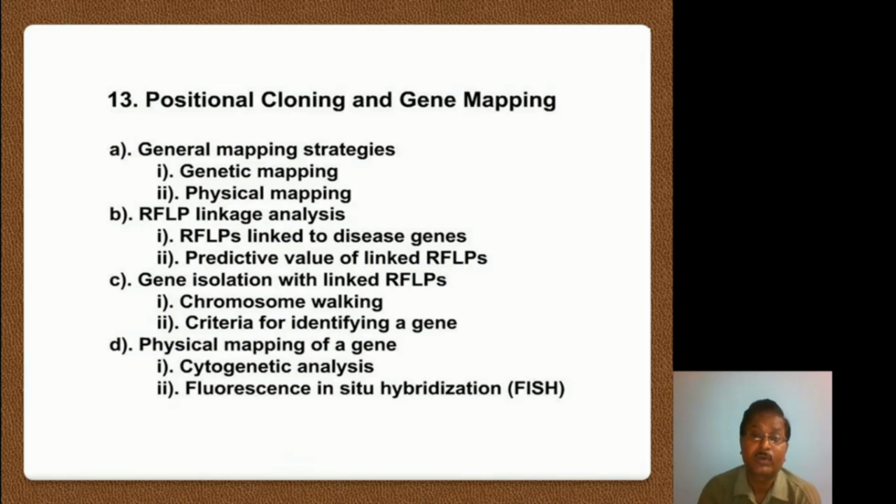And if you go for positional cloning and gene mapping, we have a lot of strategies. So we have general mapping strategies. One is called genetic mapping, the other one is called physical mapping. Then we have RFLP, restriction fragment length polymorphism linkage analysis. In that we have RFLPs linked to disease genes, then predictive value of linked RFLPs. Then gene isolation with linked RFLPs, where we have chromosome walking, then criteria for identifying a gene, then physical mapping. This is physical mapping of a particular gene, where we have cytogenetic analysis and the fluorescence in situ hybridization technique, FISH.